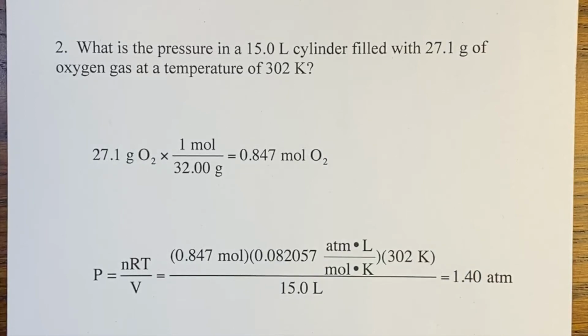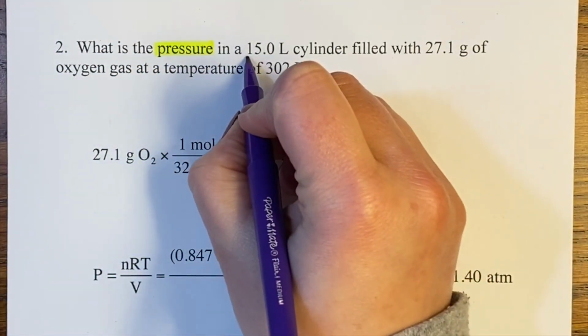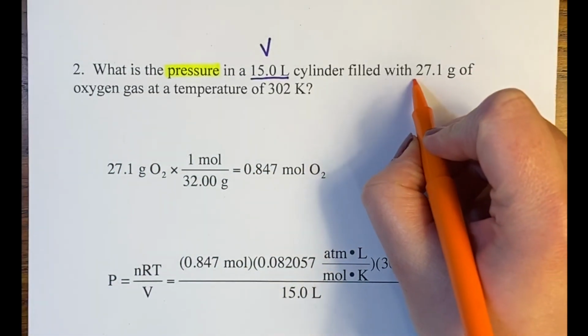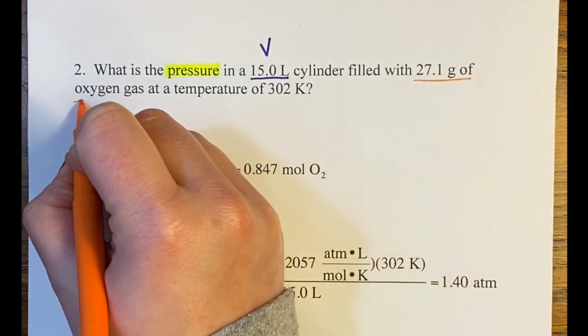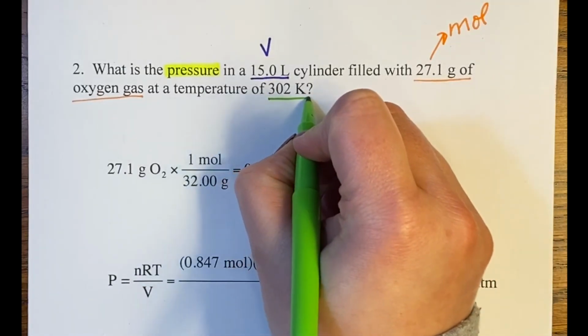Question number 2 says, what is the pressure in a 15-liter cylinder filled with 27.1 grams of oxygen gas at a temperature of 302 Kelvin? So once again, we have a lot of information that we have been given in the problem. Ultimately, we're looking to solve for our pressure. We're given a volume of 15.0 liters, so this is our volume. We know that we have 27.1 grams of oxygen gas. This we will have to convert in order to get to moles. We have a temperature of 302 Kelvin.